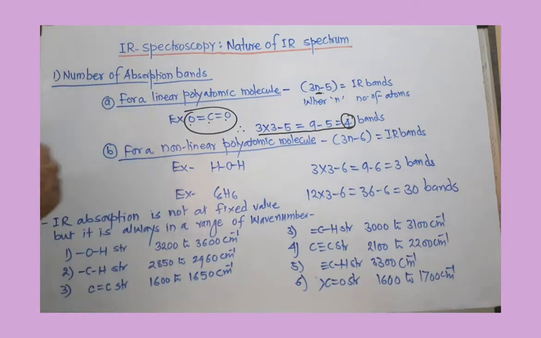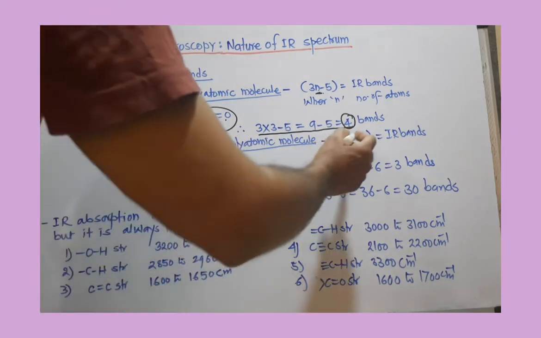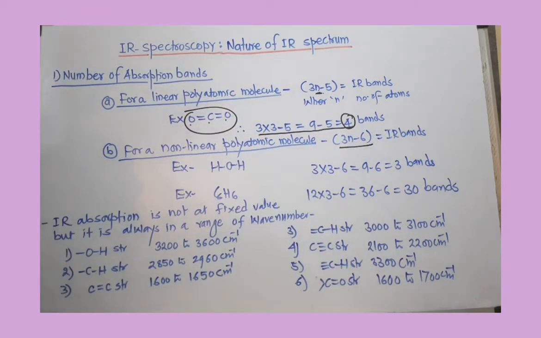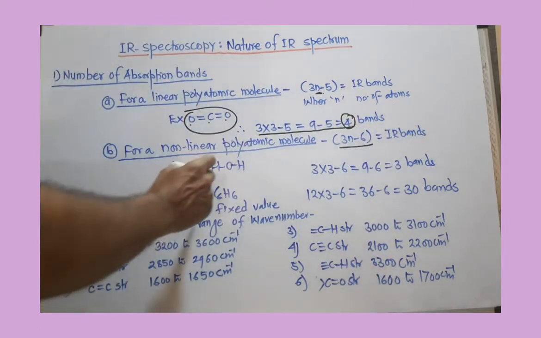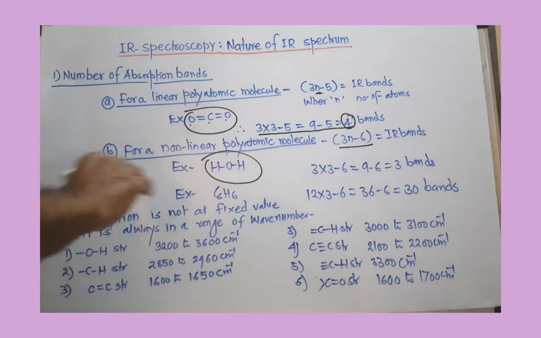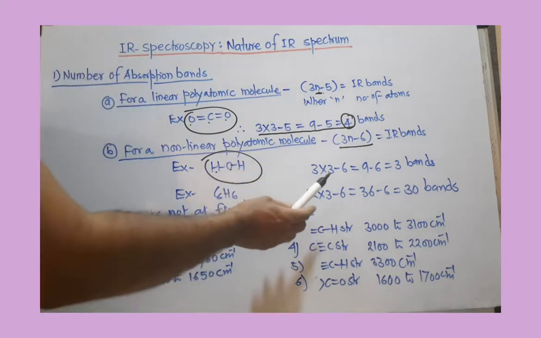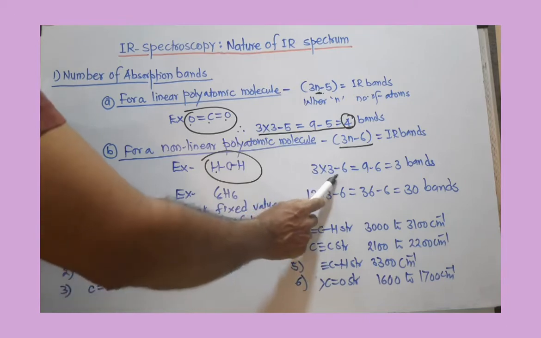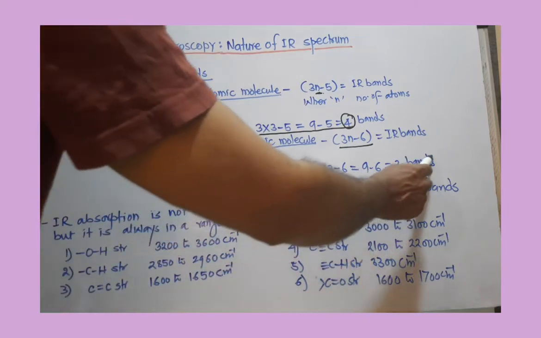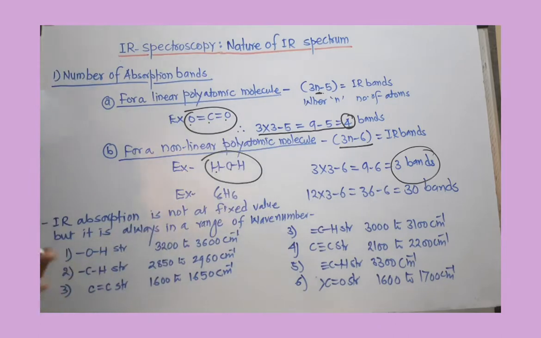If the molecule is not linear, if it has a different shape or geometry, then you use this formula: 3n minus 6 equals the number of IR bands. For example, H2O, which is not linear, which is angular. There are 3 atoms present in H2O. You put that value here: 3 into 3 minus 6, 3 3s are 9, minus 6 means 3 bands. So for water, you expect 3 bands for different vibrations. For carbon dioxide, you expect 4 bands for different types of vibration. There are 6 types of vibrations.